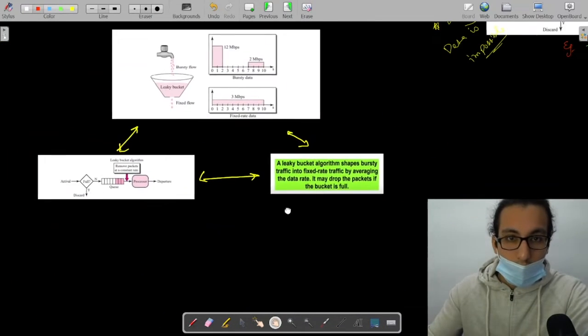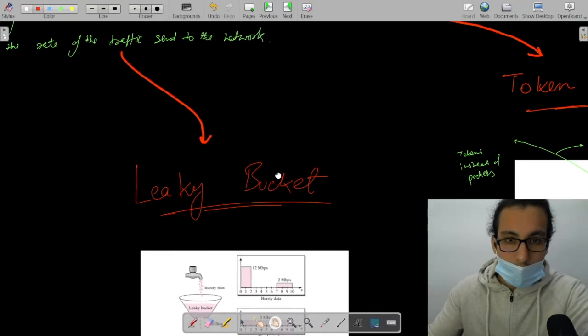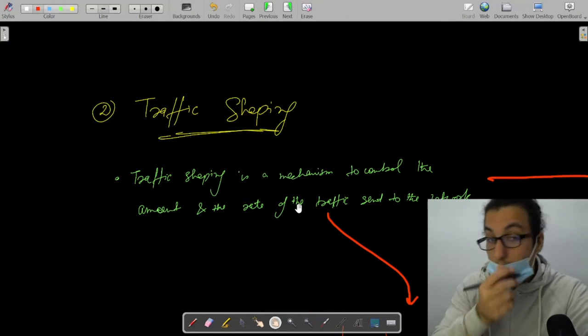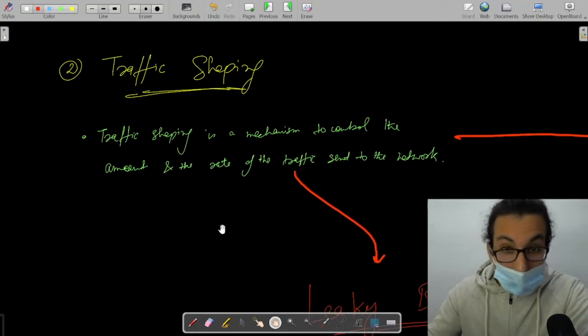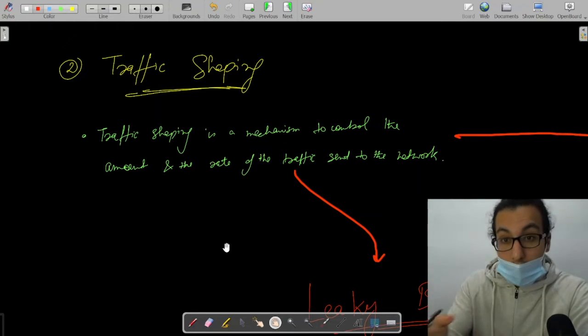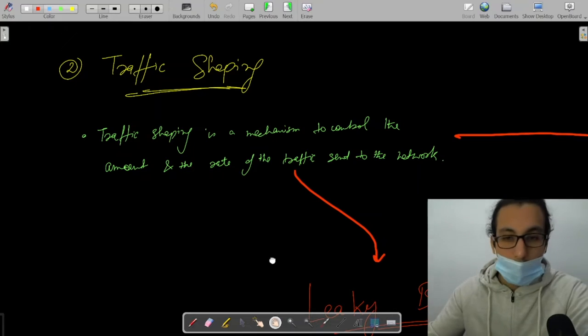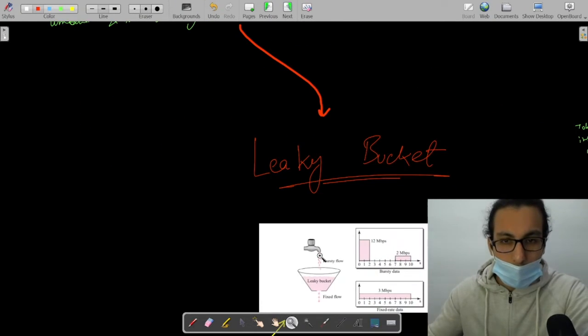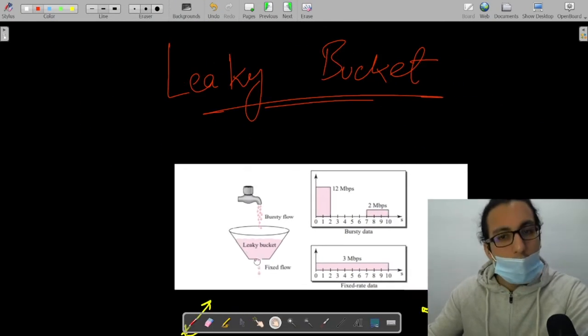So now let's discuss traffic shaping. Traffic shaping is a mechanism to control the amount and the rate of traffic sent to the network. And we have 2 algorithms here. The first is leaky bucket algorithm.